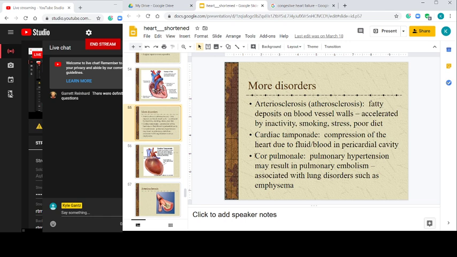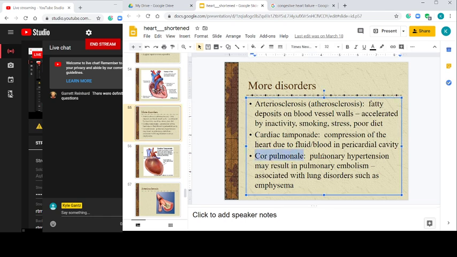Cardiac, or cor pulmonale, right? Pulmonary hypertension may result in pulmonary embolism associated with lung disorders such as emphysema, right? So, if we have high pressure in the lungs, it may cause things to be stagnant, make things sit around more, which can sometimes lead to a blood clot.